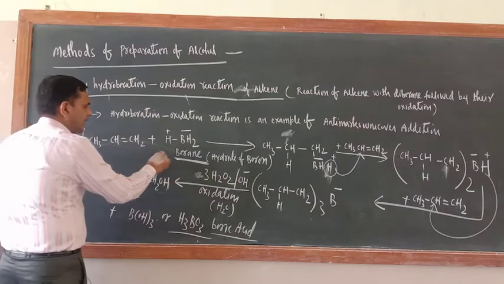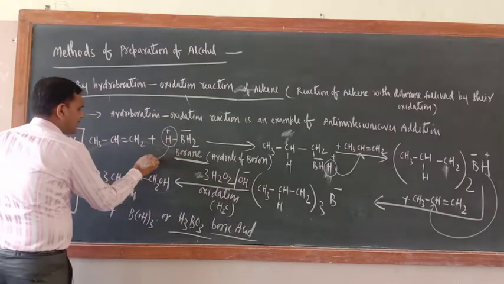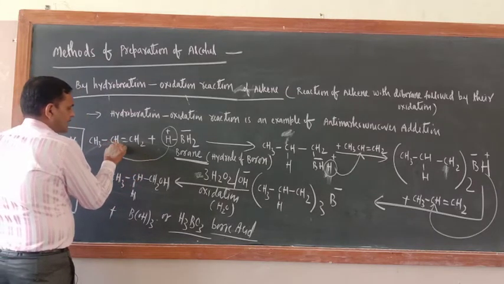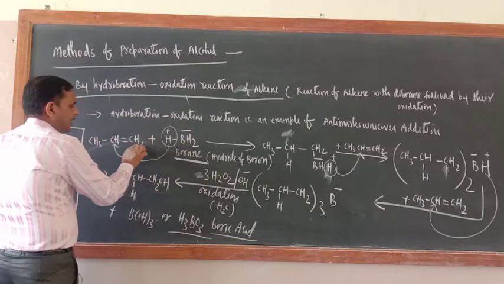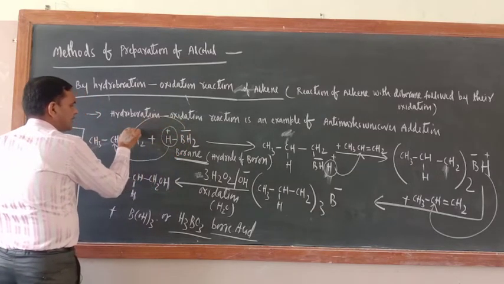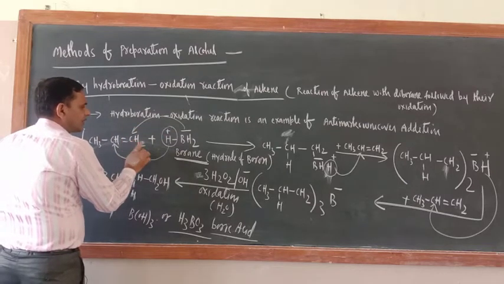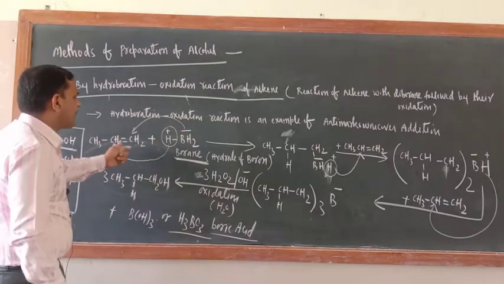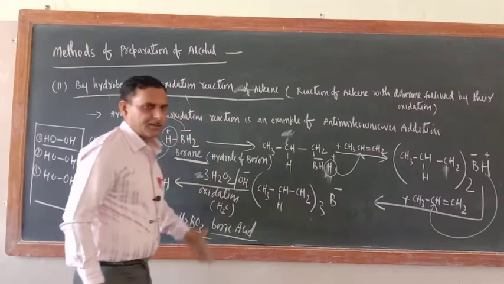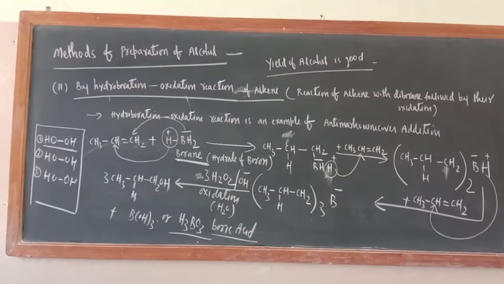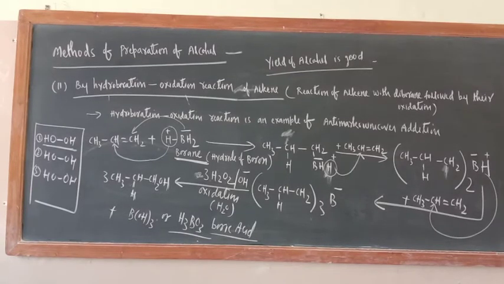In the first step only, H is getting attached with the carbon atom, and BH2 is getting added with that carbon atom of the double bond which contains the larger number of hydrogen. So that is why it is an example of anti-Markovnikov addition. You can check this. Above I wrote that the yield of alcohol is good. That is the merit of this method.